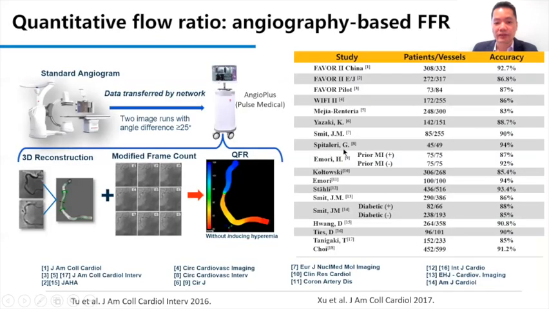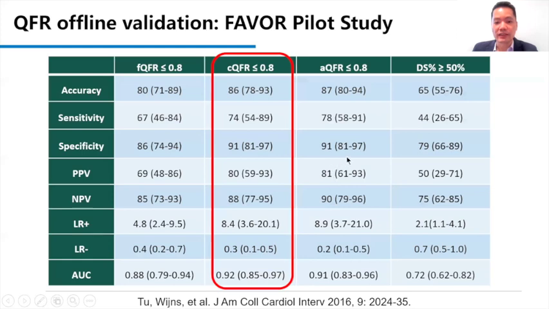So QFR is one of the most widely validated methodologies for angiographic-based FFR. This has been validated in many studies, including these 18 studies that were published earlier in the leading journals in cardiovascular imaging. The first study was called the FAVOR Pilot Study, where we tested which flow model is better for the calculation of FFR from angiogram. The study was published in JACC Intervention.